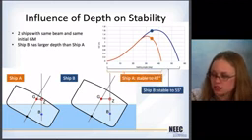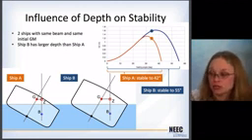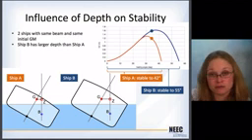And the result is that ship A has a lower or shorter range of stability. It only goes up to 42 degrees, whereas ship B, because of its higher depth, can actually get up to 55 degrees.